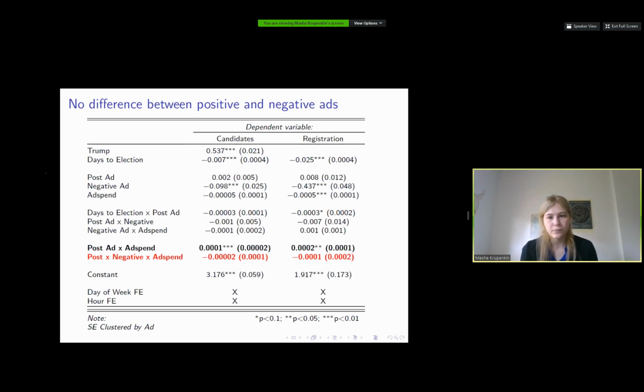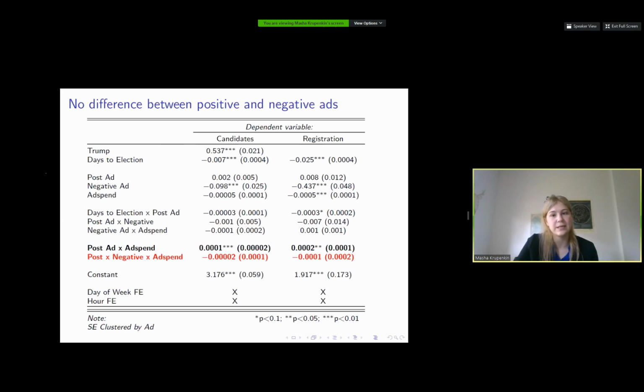So, people are more likely to search for candidates and registration after an ad that has had a large audience. But we see this three-way interaction of post-ad times negative ad times ad spend is not significant. So there is no difference in the way that people search for candidates or registration after a positive ad versus after a negative ad.